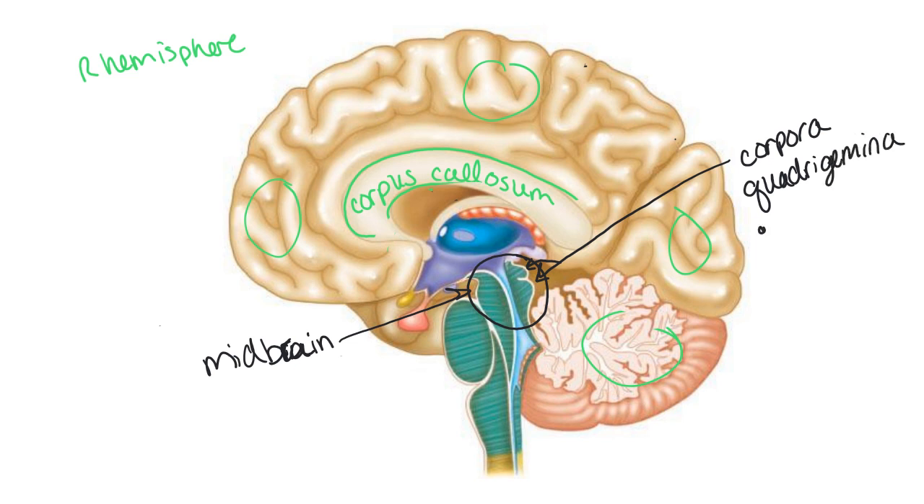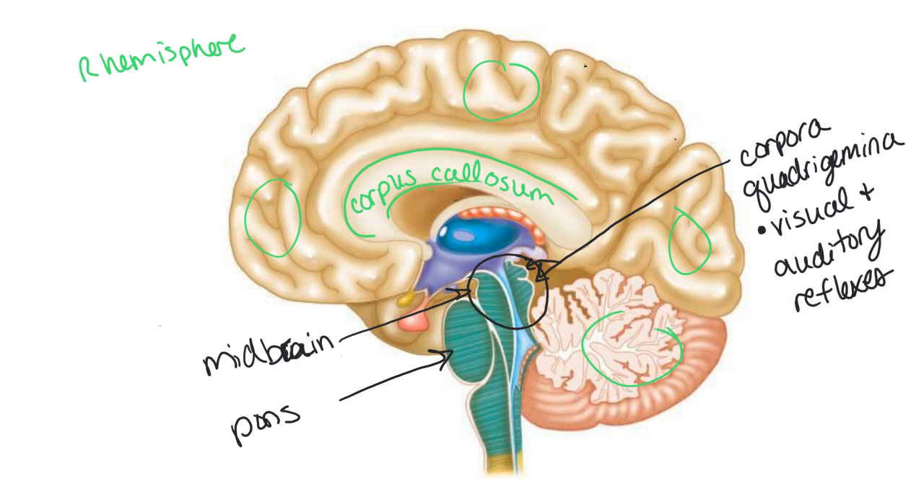Right, and the corpora quadrigemina, this is where visual and auditory reflexes will come from. That automatic blinking when something gets in your eye, the flinch or turning to look when you hear a loud noise. Those are considered auditory and visual reflexes, and those are processed there in that midbrain, in particular in that corpora quadrigemina. This large bump here, that's going to be our pons. And then the bottom part here is going to be the medulla oblongata.